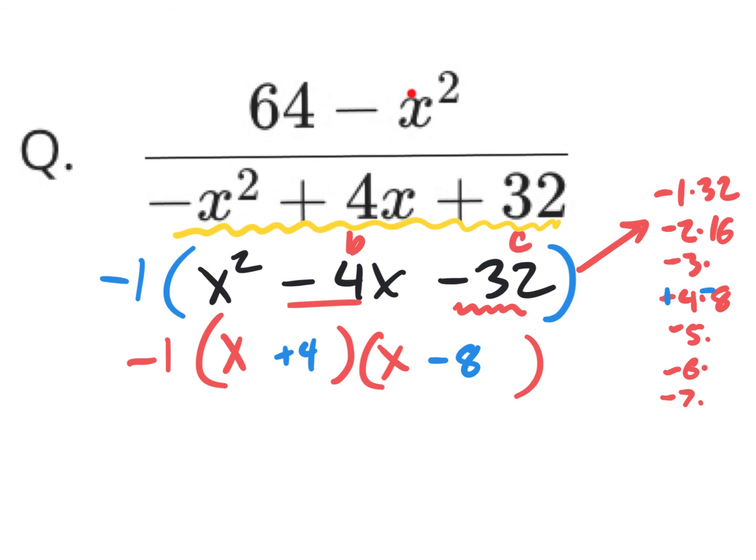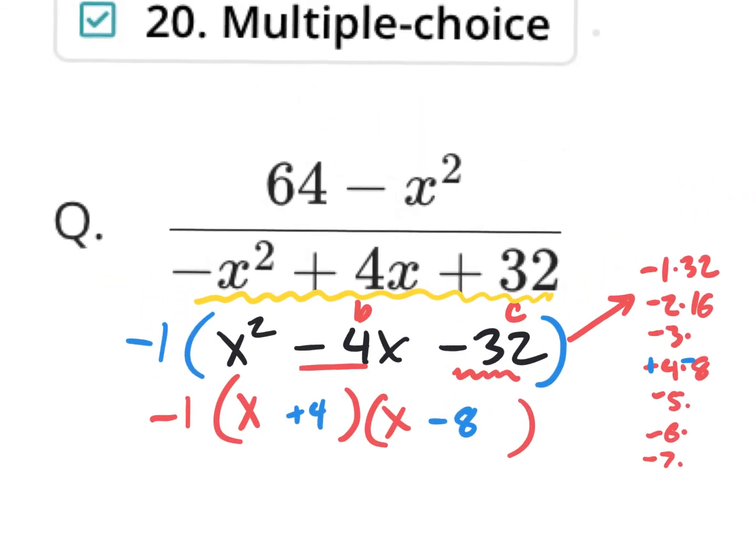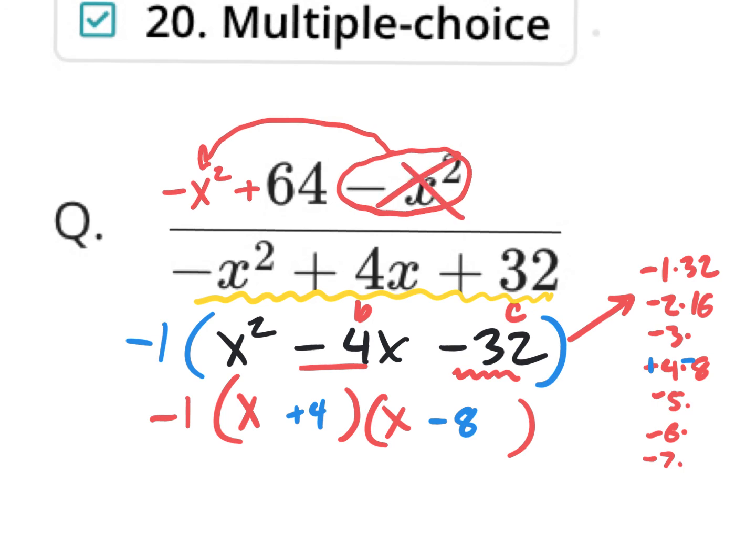Now, we also need to factor this top part. How am I going to factor that top part? Well, again, you need a trick. You need to first take the x squared, which has a negative in front of it, move it to the front of that +64. So you're really going to have a -x squared plus 64. So I'm going to cross that out because I already moved it over here.